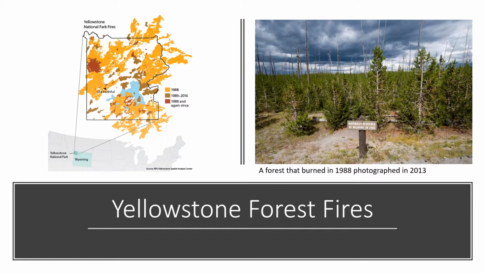And lodgepoles have a fire ecology, and wildfires have always been a part of the ecology of Yellowstone National Park. And forest fires are fairly common. In 1988, the park was hit with a particularly bad, horribly bad series of wildfires. And here in this map, you see all the region in yellow that was burned in 1988. This map also shows regions that were burned in 1989 through 2016, and regions that burned in '88 and have burned again since then in red. So in 1988, much of the park burned.